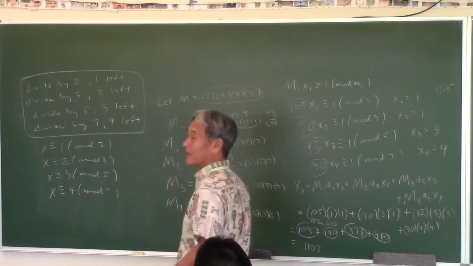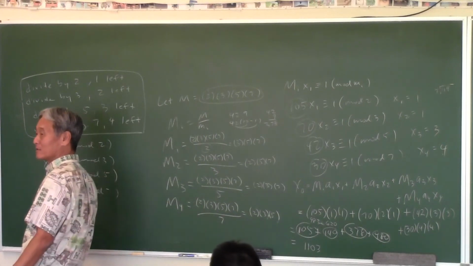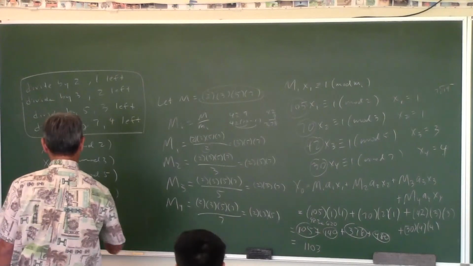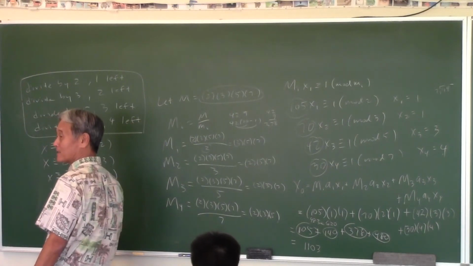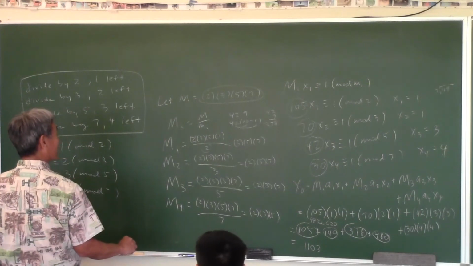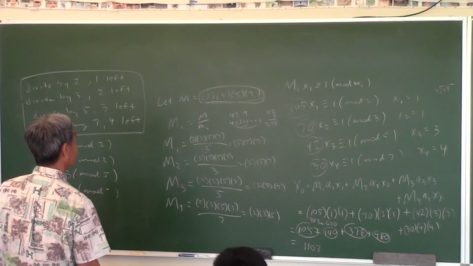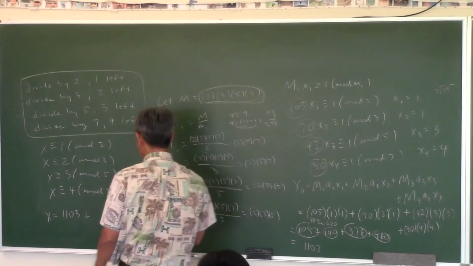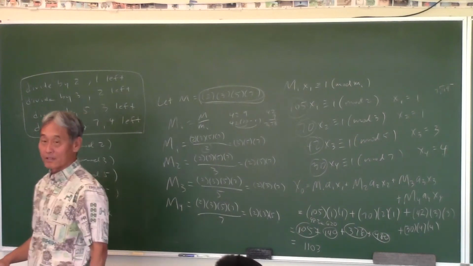Okay, so finally, are you guys following on the notes? And thus, x equals x naught, what is x naught? 1103. Plus capital M, what is capital M? 25 times 21 times 210, easy. 210k for some integer k.